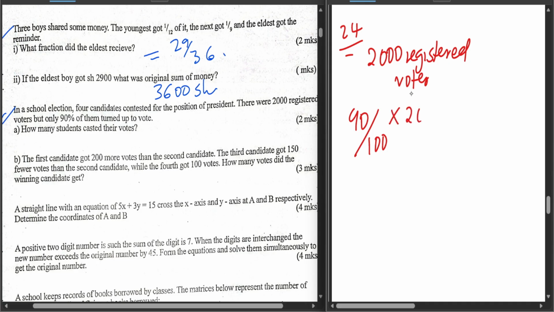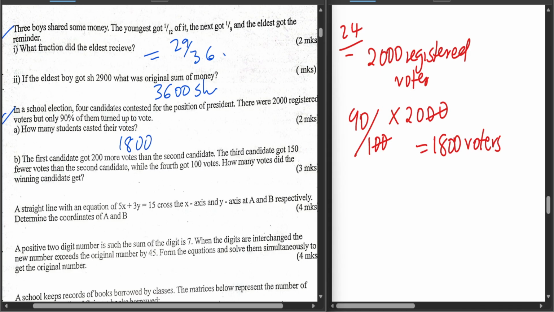So 90% of 2,000, which is going to be how much? 90 times 20, 1,800. So 1,800 voters turned up to vote. So how many students cast their votes? 1,800 students. So that is question A. Let's go to question B. The first candidate got 200 more votes than the second candidate.